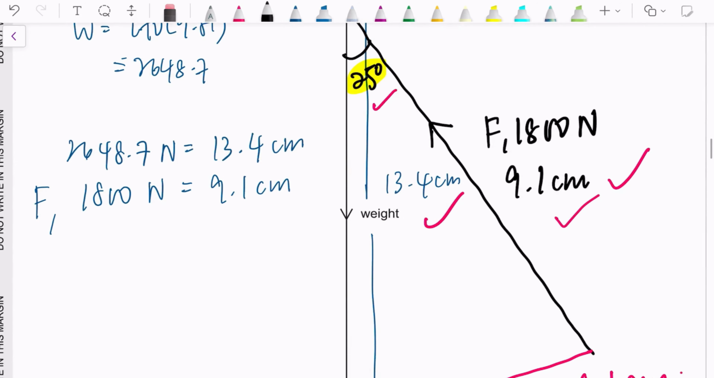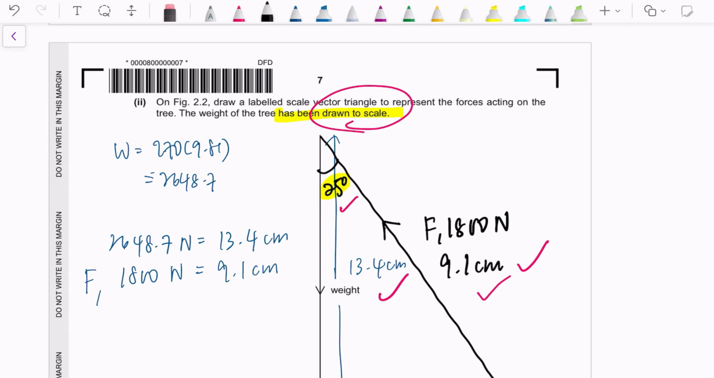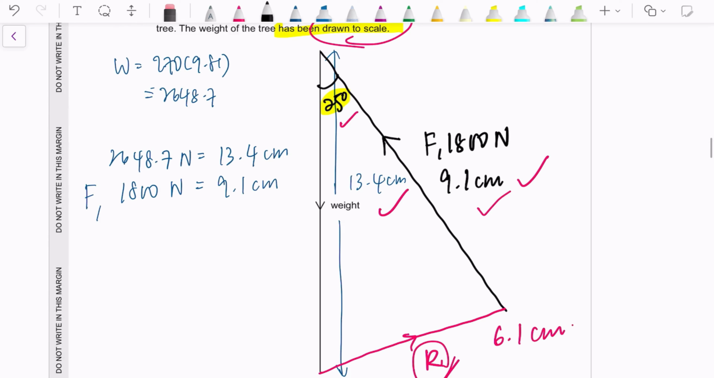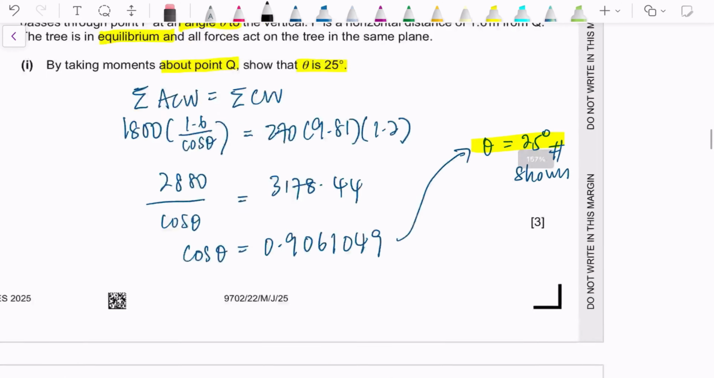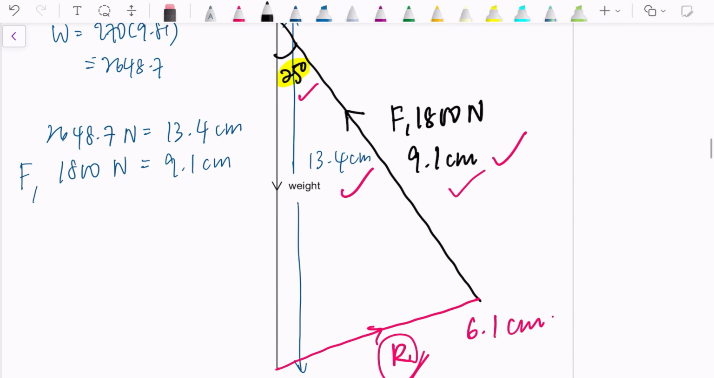Then for this part, they already said it has been drawn to scale, so you must draw it to scale. Find what's your weight, then measure this length, do your maths, you'll get 9.1 cm, draw your force, label your angle because you already found your angle here. Then if you accurately measure your weight and your force, you should accurately get your R force as well. So maybe you get 13.5 cm or 13.2 cm, plus minus is around there, doesn't matter, because Cambridge usually takes plus minus a bit of the value.